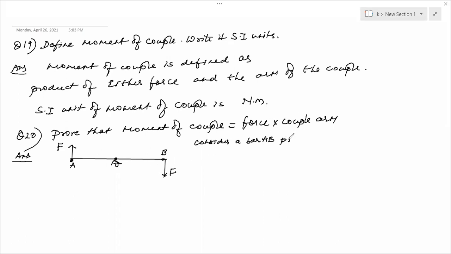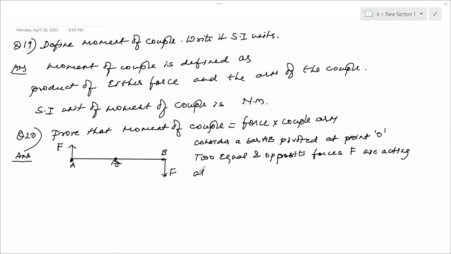Consider a bar AB pivoted at point O. Two equal and opposite forces F are acting at points A and B respectively as shown in the figure.